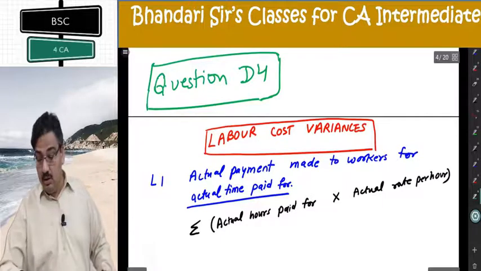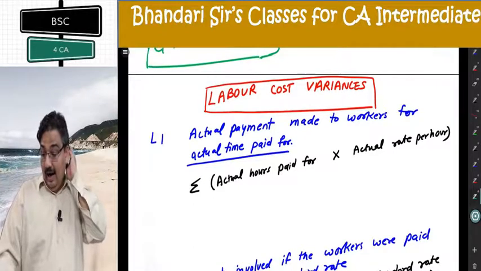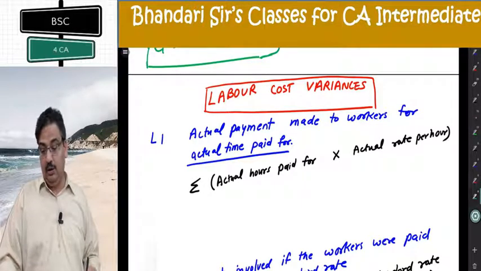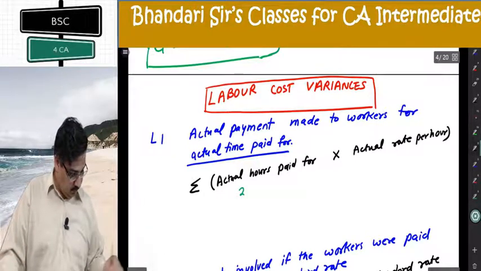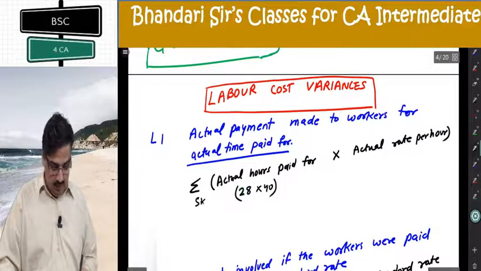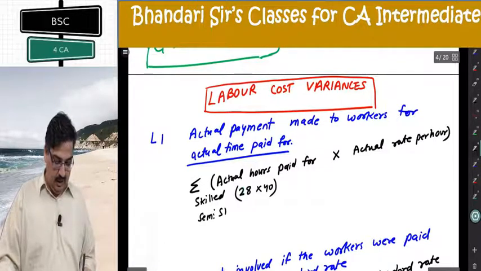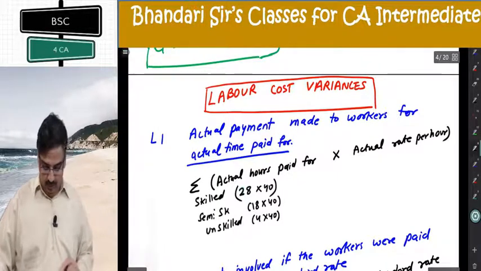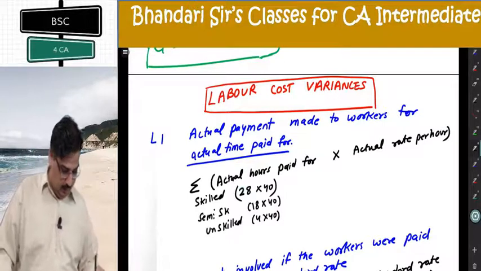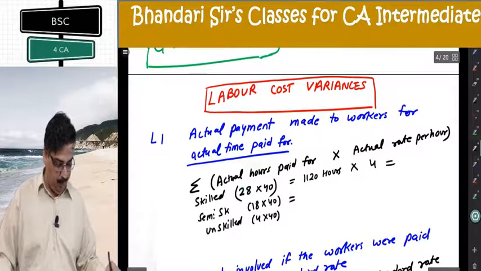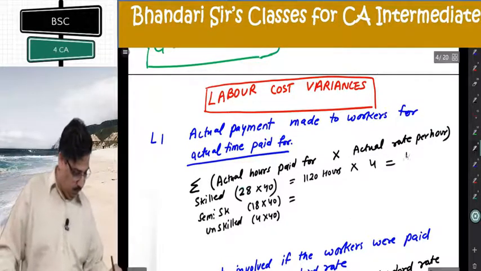Let's do it in detail. You are given actual hourly rate and 40 hour working week and actual number of workers. So I can compute the actual time paid for and the actual cost. This is 28 into 40, for skilled labor; semi-skilled, 18 into 40; unskilled, 4 into 40. 28 into 40, 1120 hours multiplied by actual rate 4 rupees, 4480 is the actual cost.